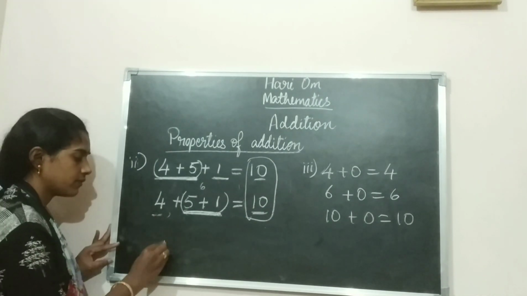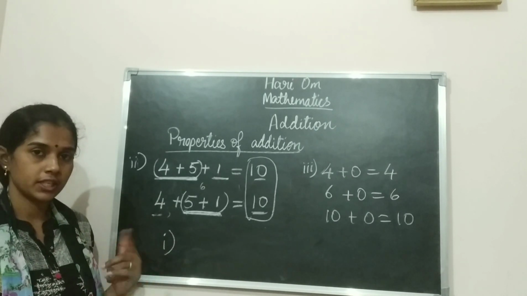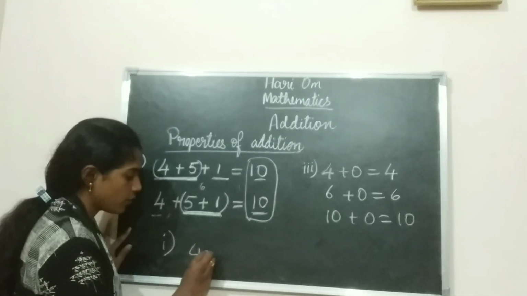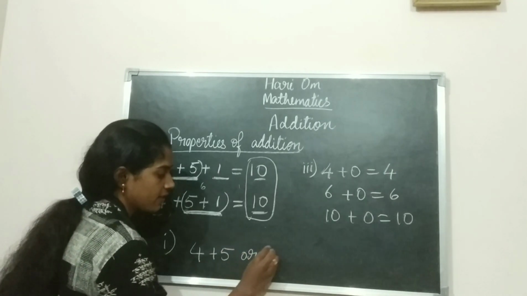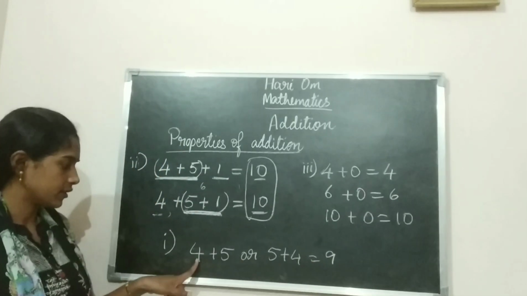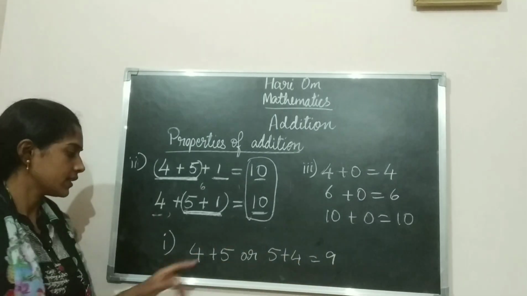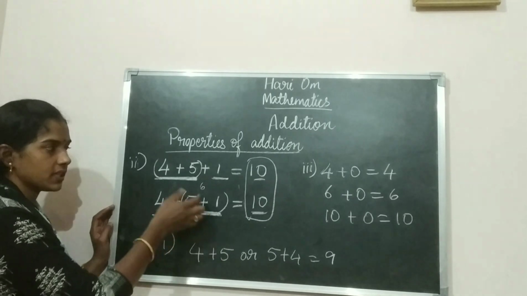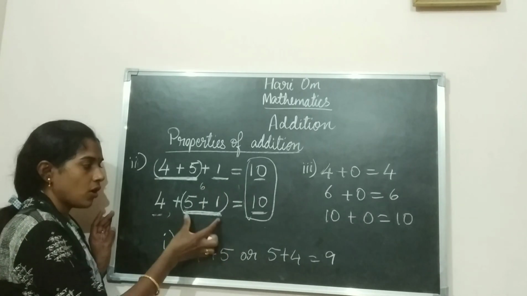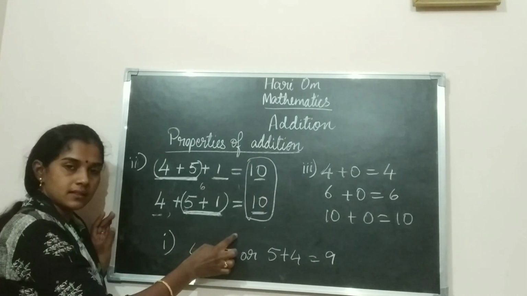So in the properties, what is the first property? The first property is: if we interchange or change the order of the addends, the sum remains the same. That is 4 plus 5 or 5 plus 4, the answer is 9. So if we interchange the addends, the answer is the same. This is the first property. What is the second property? If we are adding three numbers, if we add the first two numbers and then the third number, or if we add the last two numbers and then the first number, the answer is the same.